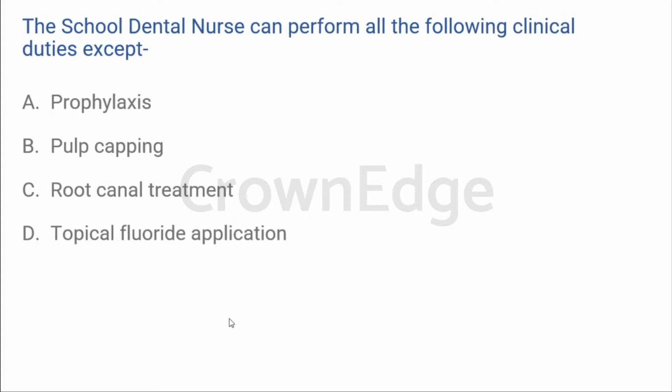Now, a school dental nurse can perform all of the following duties except prophylaxis, pulp capping, root canal treatment, or topical fluoride application. Basically, your school dental nurse has the permission to go ahead and provide clinical care. The only thing they are not allowed and authorized to perform is your root canal treatment. Okay.